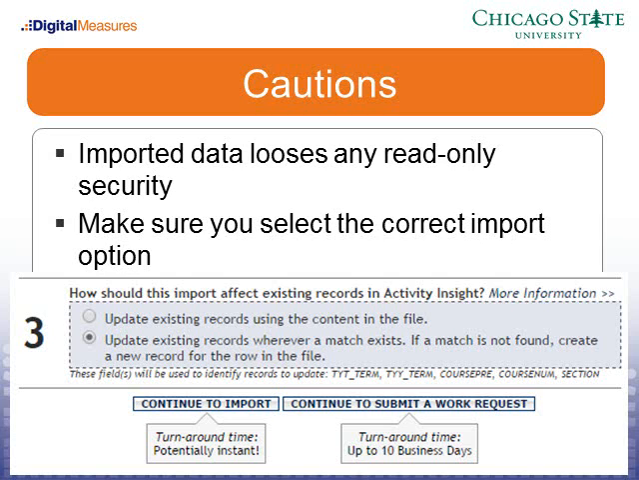And the other thing is, I just want to hit on this again, is make sure you're selecting the correct import option. I've done this where I've had Digital Measures upload files and I didn't tell them that I needed them to match when possible, and then all of a sudden I've got duplicate records all over the place. So make sure you're checking the right import option when you do that.